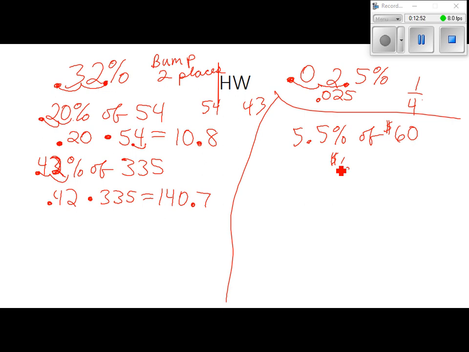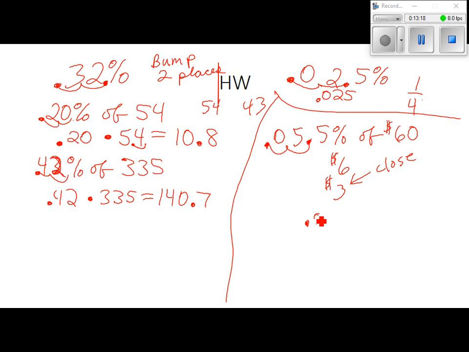5% is about what part of 10%? Half. So what's half of $6? So 5.5% should be somewhere close to $3. What do we do with the decimal here again? 2 places, not 1, 2, and you got to fill that in with a 0.